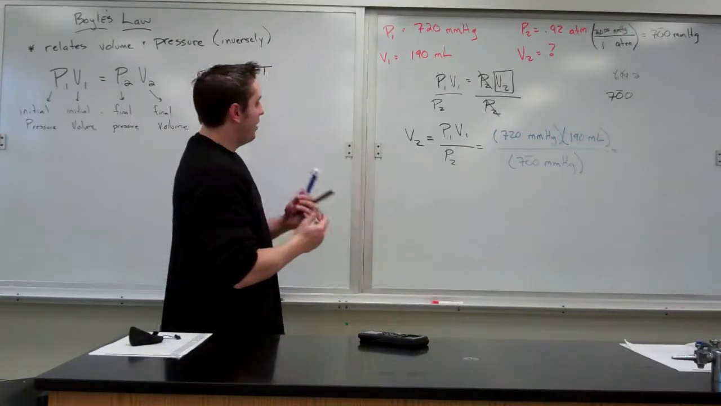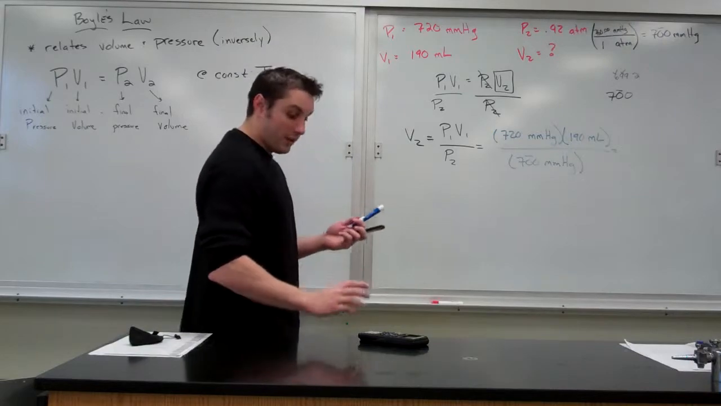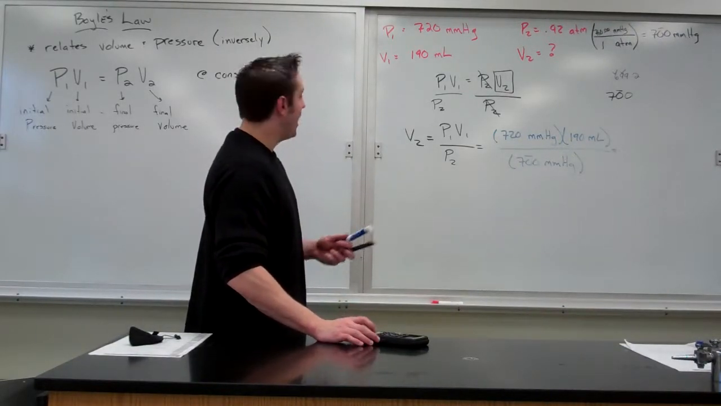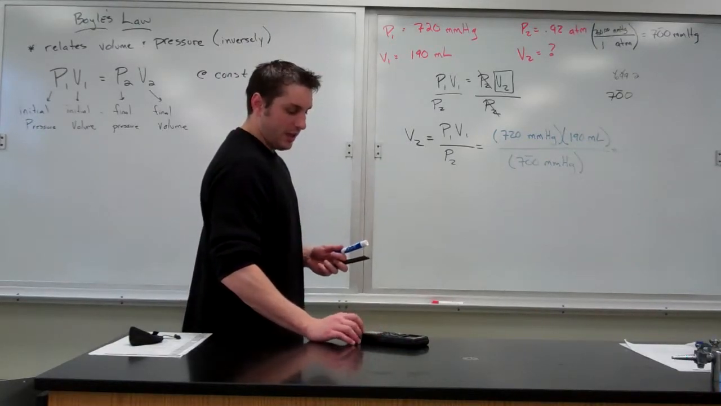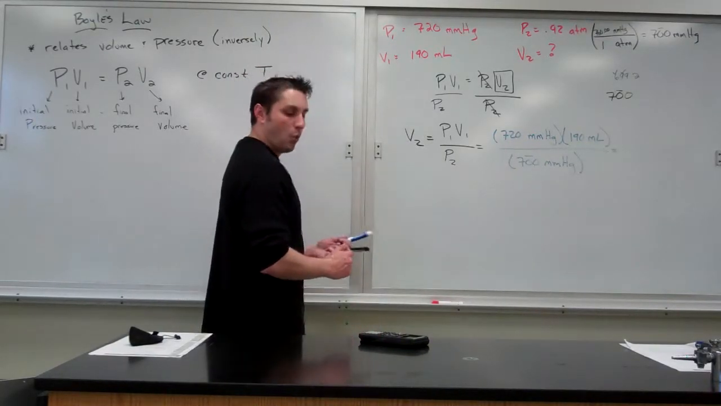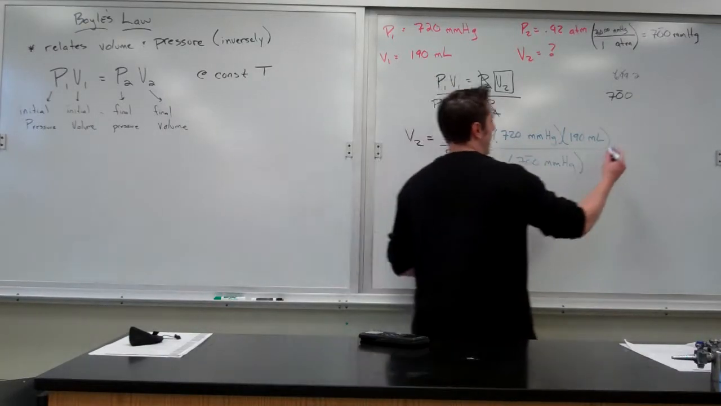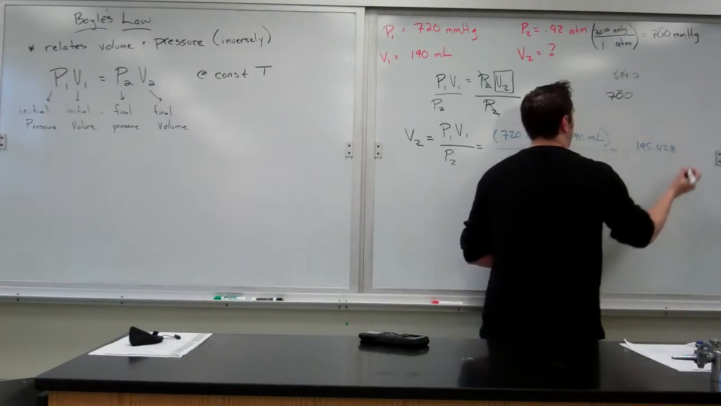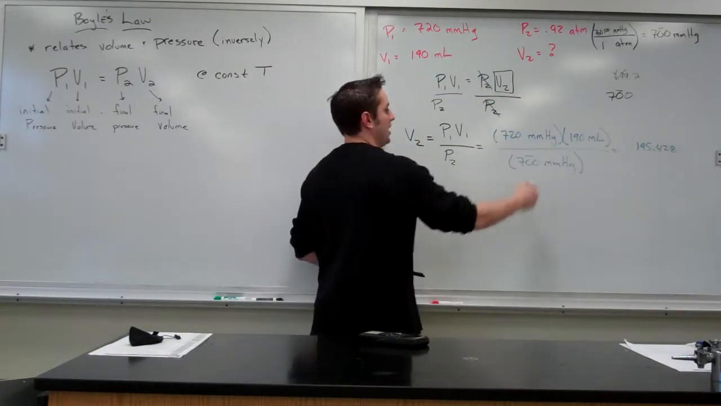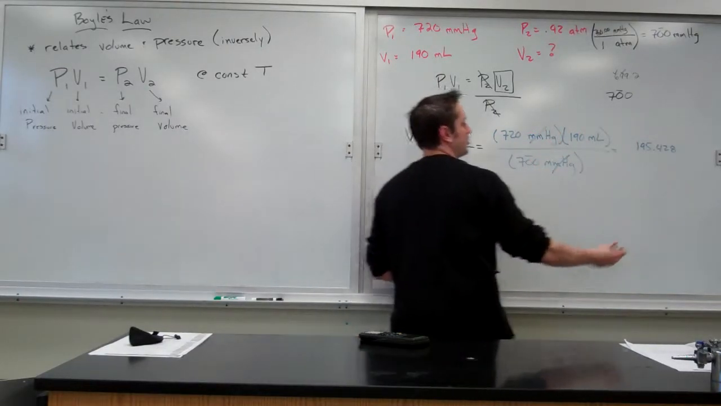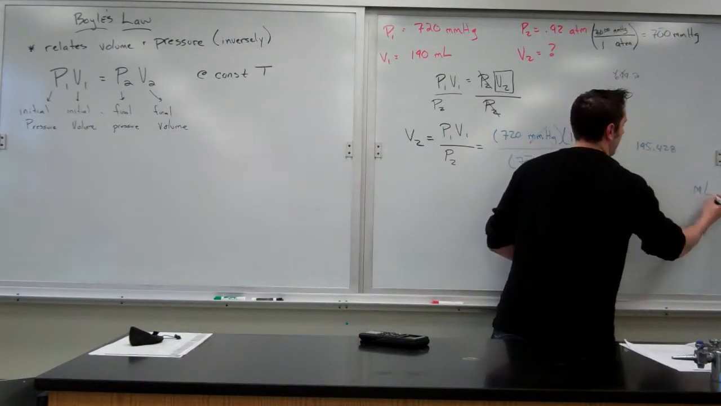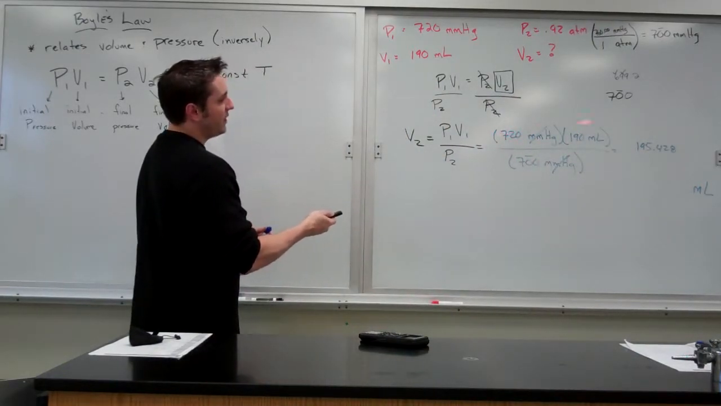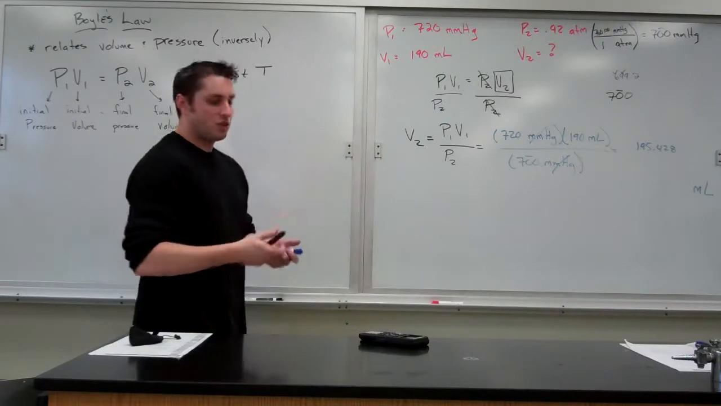Now we would do our math and make sure our units and sig figs are correct. So in my calc, I'll type 720 times 190 divided by 700. My calculator says 195.428. Let's take care of units and sig figs. mmHg on top and bottom cancel, leaving me with milliliters. 2 sig figs here, 2 sig figs here, 2 sig figs here means 2 in my answer.